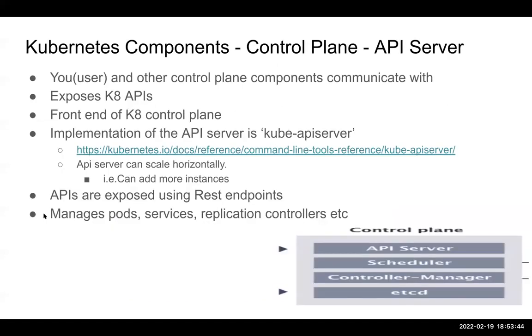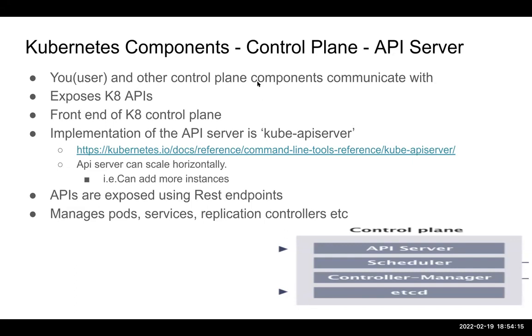So, what is the API server? The API server is what you and other control plane components communicate with. If I have to communicate with the Kubernetes cluster to spin up a pod or a service or things like this, then I will be interacting, as a client, with the API server, whether I'm running a kubectl command or a UI or something internally.